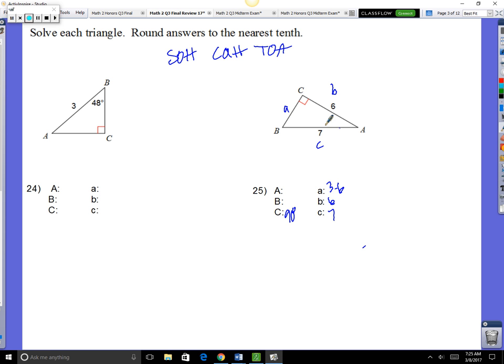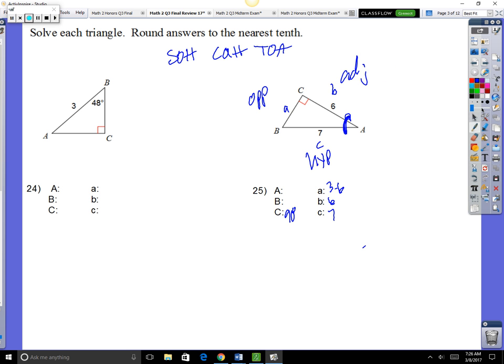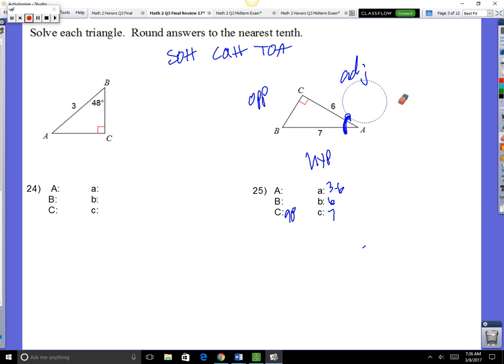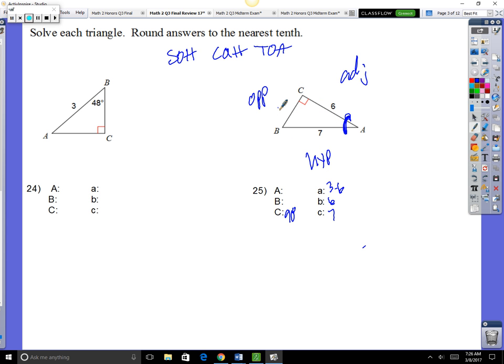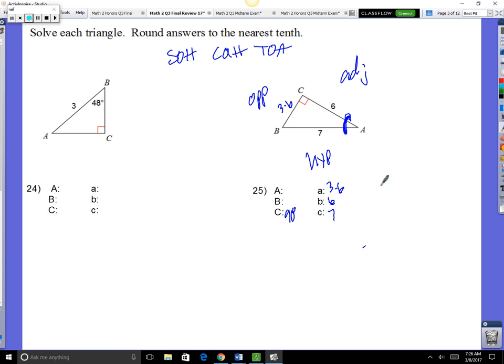So we got to mark it up. Never mark it from the 90. So I'll mark it from A. If I mark it from A, the hypotenuse is that piece, the opposite is that piece, and the adjacent is that piece. And I know all three sides because I just found this out to be 3.6. I know the opposite is 3.6, the adjacent 6, the hypotenuse 7. I know all three sides, so I can use any of the three trig. So it doesn't matter which one I use.